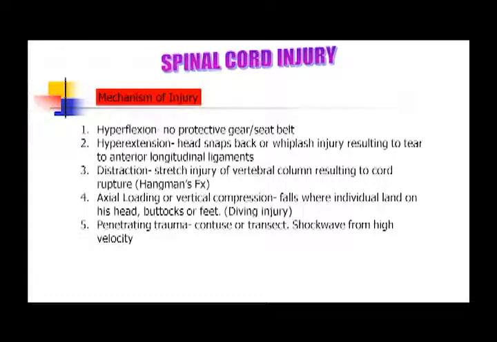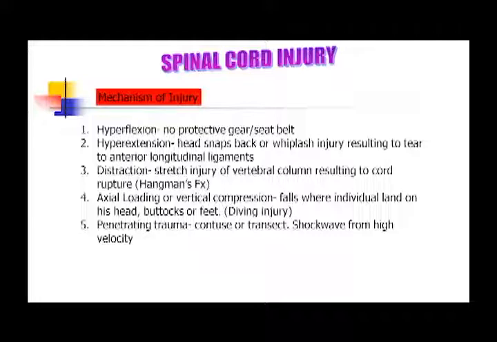Hyperextension naman is the head would start moving back. The head starts moving back, magkakaroon ng hyperextension. What else? This could lead to, ayan, head snaps back or whiplash injury resulting to tear to anterior longitudinal ligaments. Distraction naman, stretch injury of vertebral column resulting to cord rupture. So in this case, nagkakaroon ng overstretching of the spinal cord.